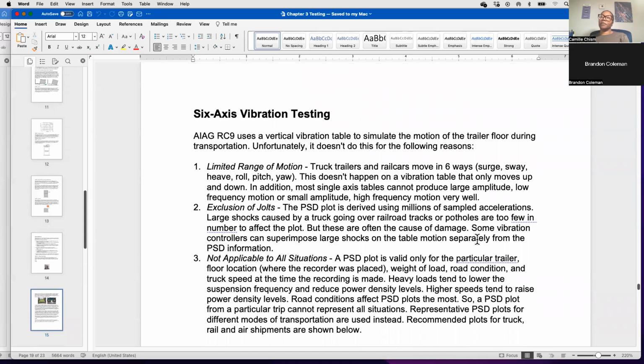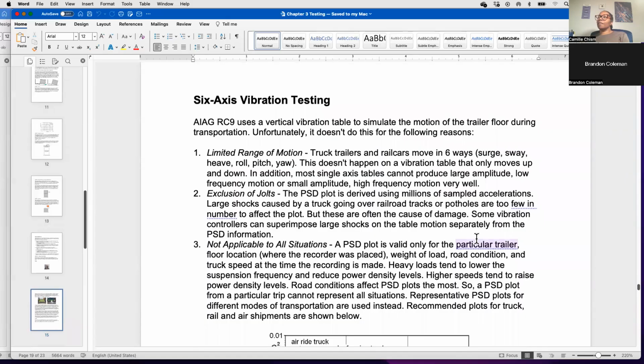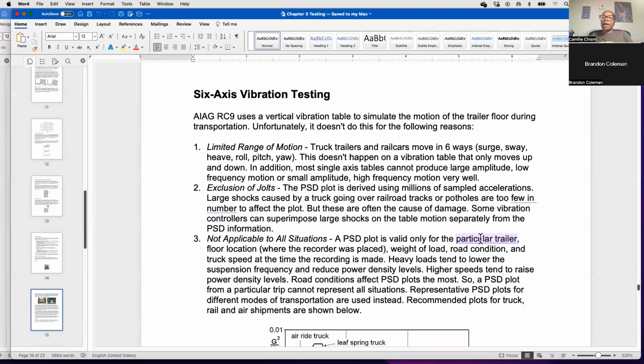Really my favorite, 6-axis vibration testing. This is when we talked about at the beginning of the chapter about all the possible ways that the truck is moving and trying to simulate that, what that looks like. And this is mentioning that while you're trying to simulate it, it's not going to be representative of what's really happening in a truck.